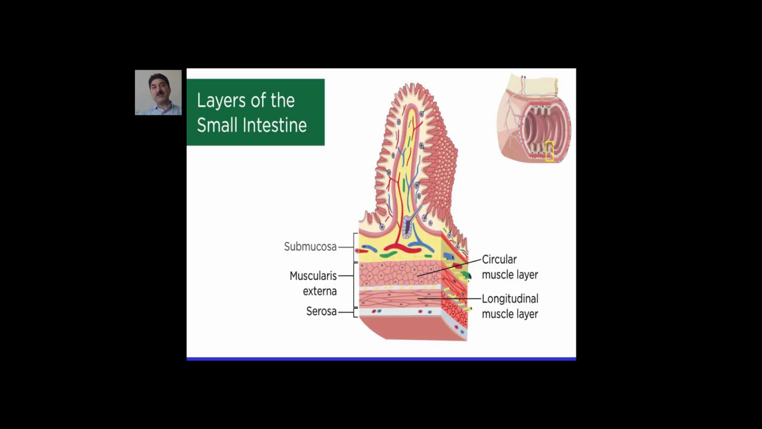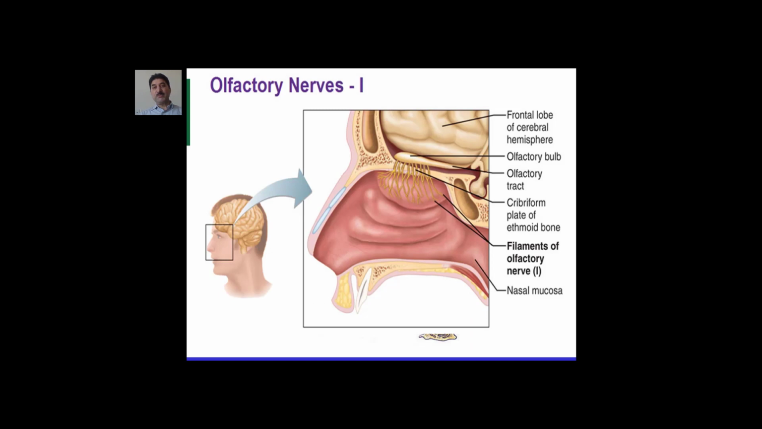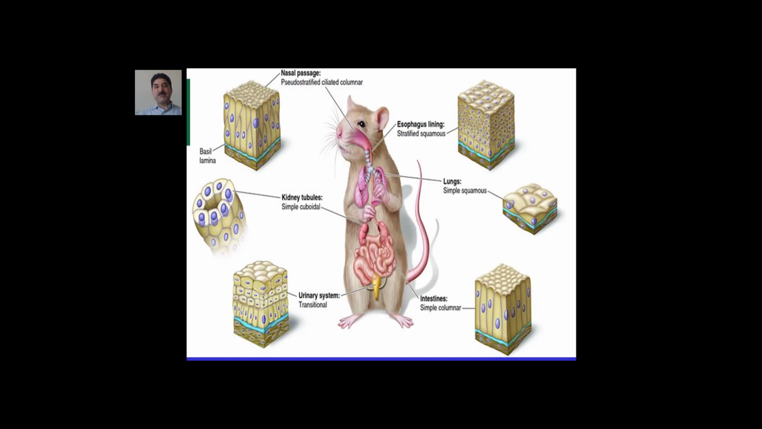Now in the small intestine, the epithelium is tall columnar because the function is absorption or secretion. This tall columnar epithelium is thrown into folds. This is to increase the surface area for absorption. In the olfactory mucosa, the function of the epithelium is olfaction. So depending upon the function, we have different types of epithelium in different parts of the body.